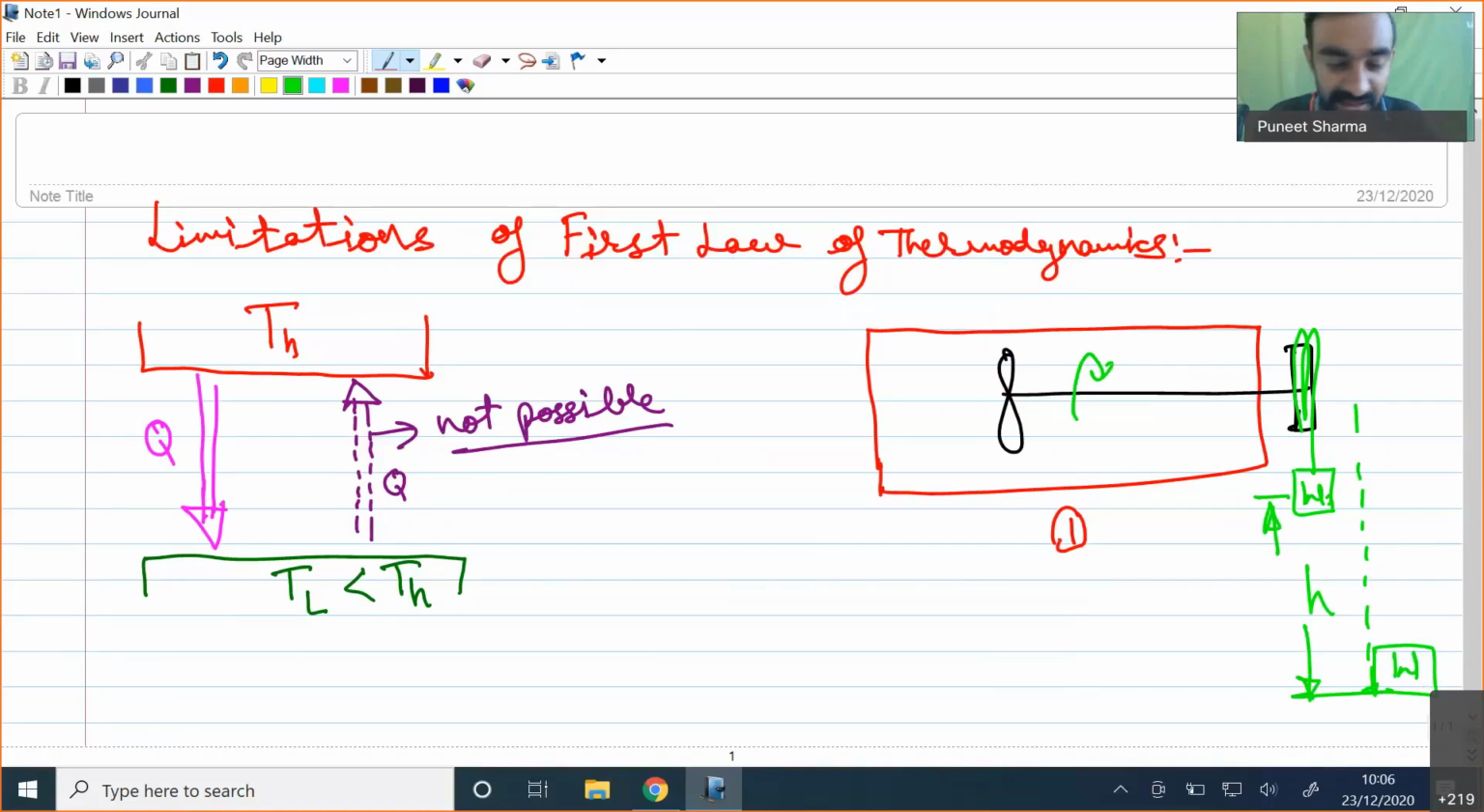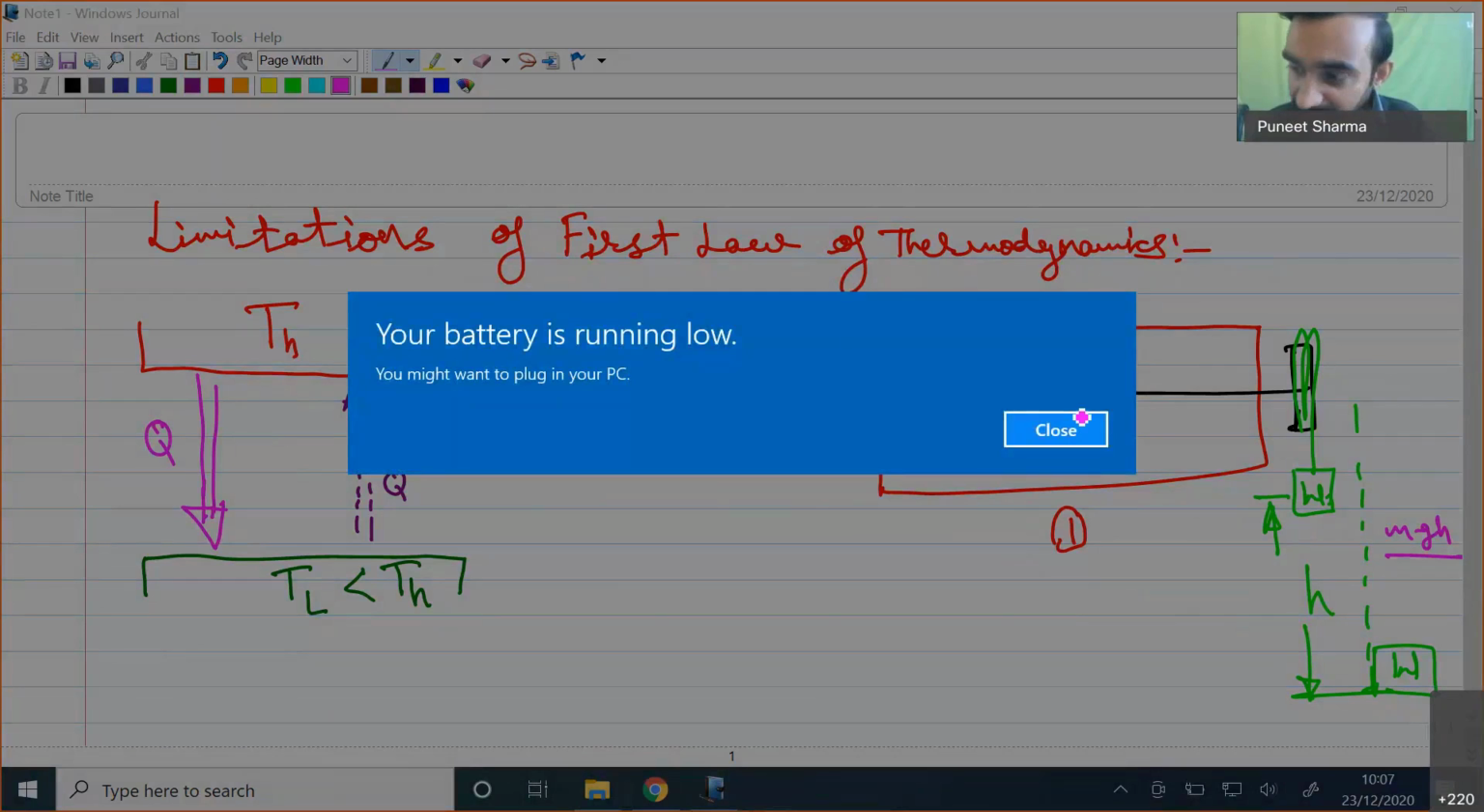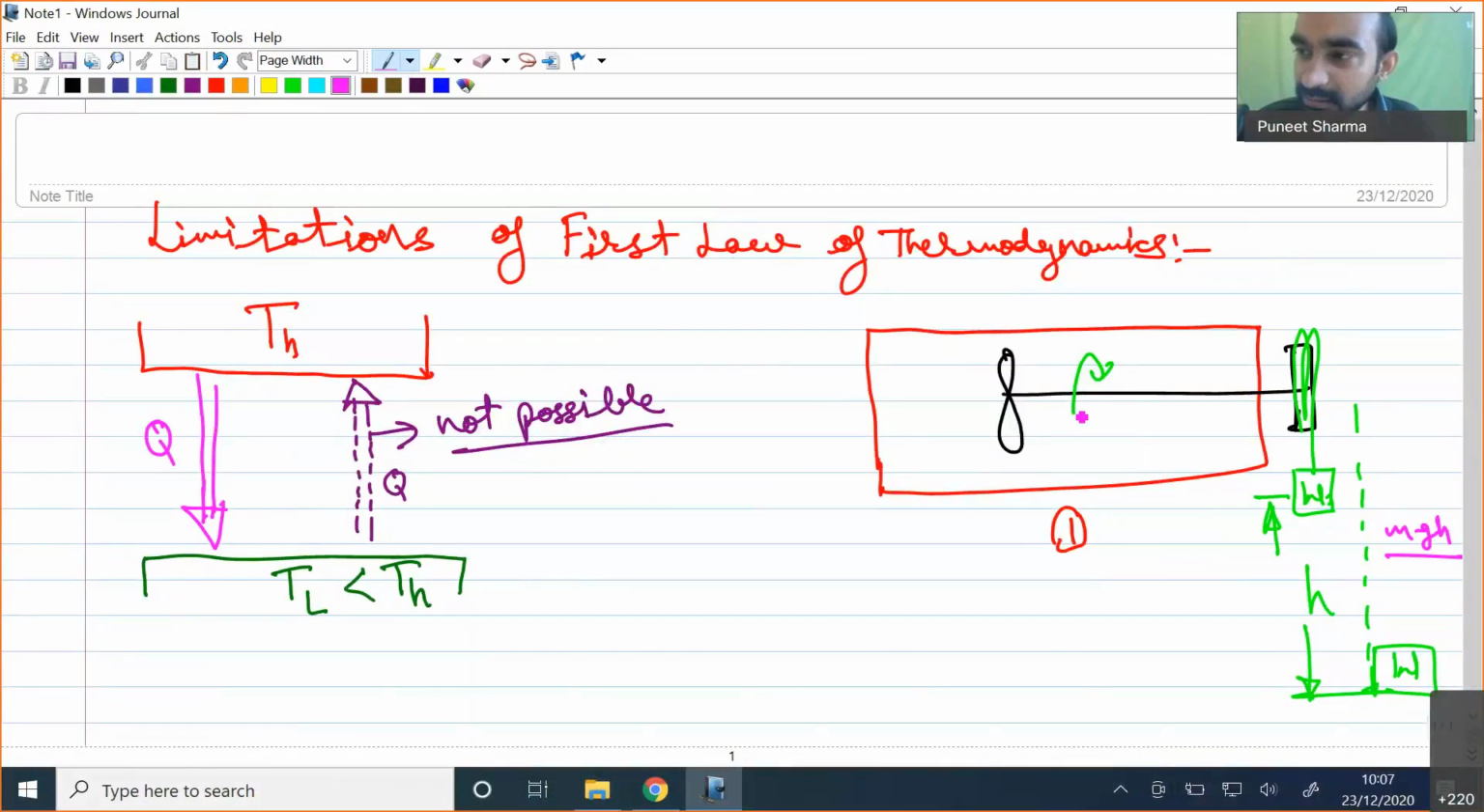In this case, we will have a change in potential energy equal to mgh corresponding to this weight. So this much work will be done on our system by the paddle wheel. While the paddle wheel does this much work on the system, what will be happening in this particular case?